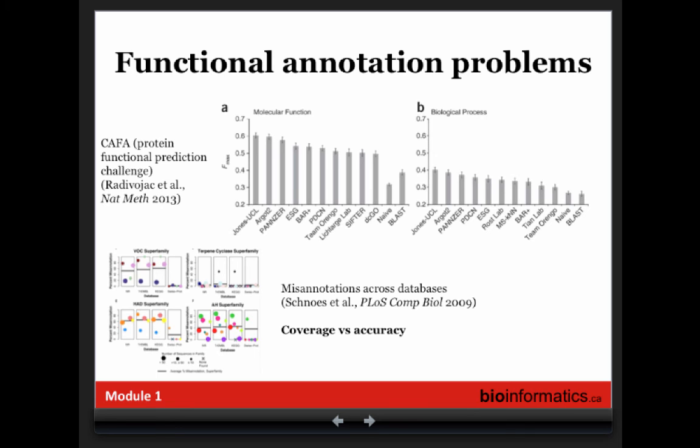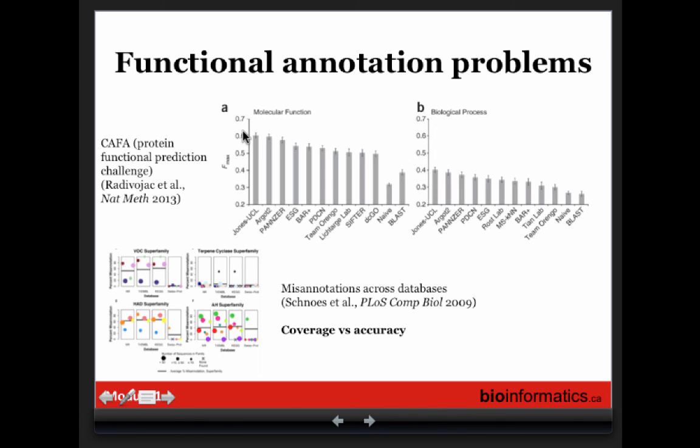Okay, so the second moral of the story is that you can see using the F-score measure, which is essentially taking into consideration both precision and recall. So it's an average of precision and recall.